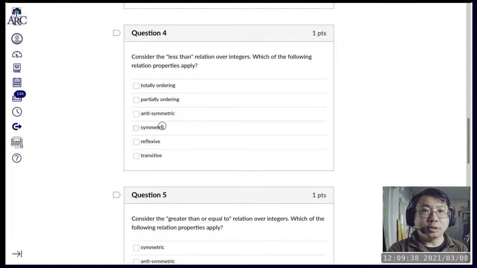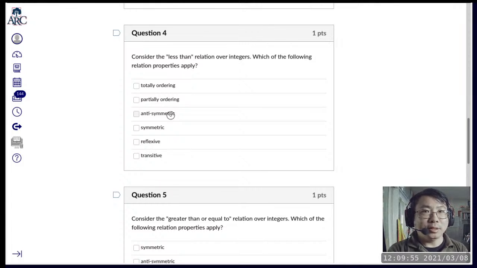Let's check symmetry. Okay, definitely not symmetric, right? Because if A is less than B, then B cannot be less than A. So it's definitely not symmetric. Is it anti-symmetric?